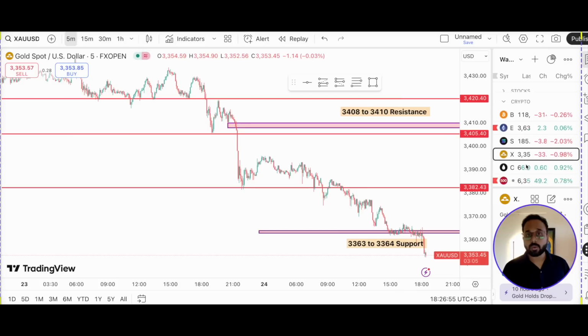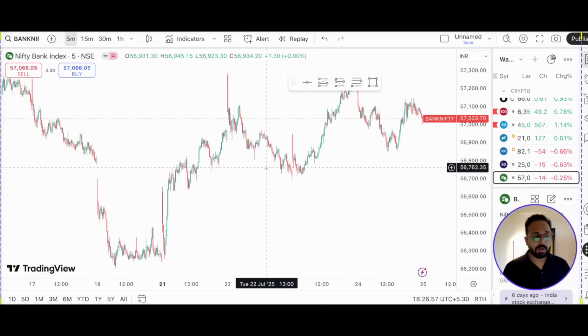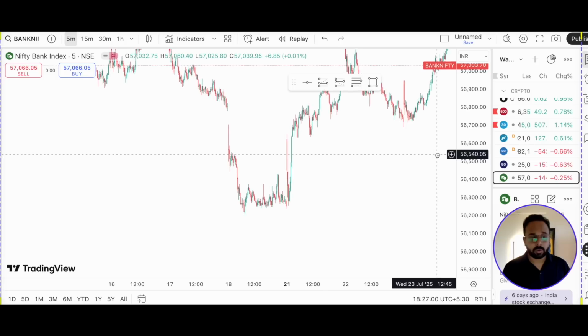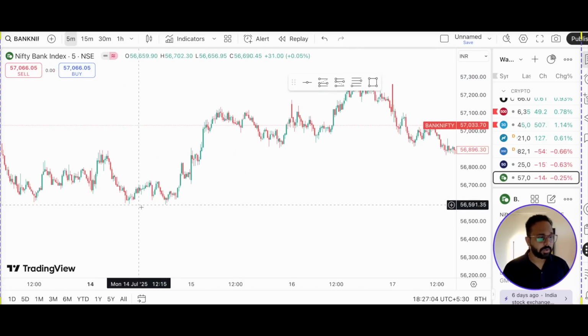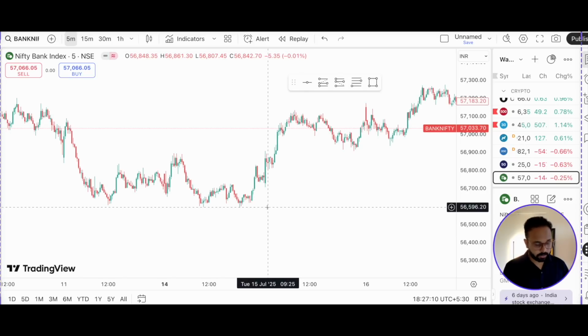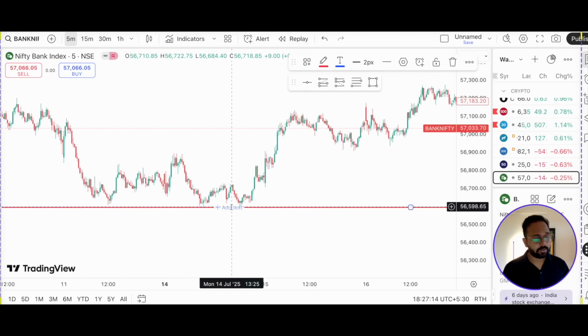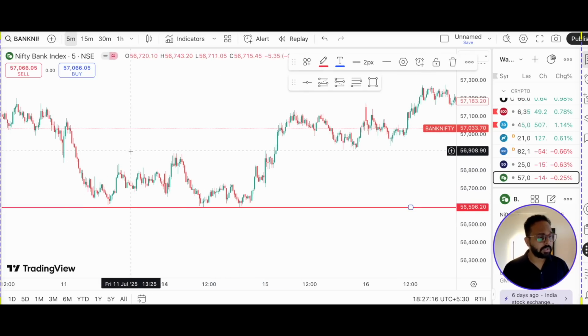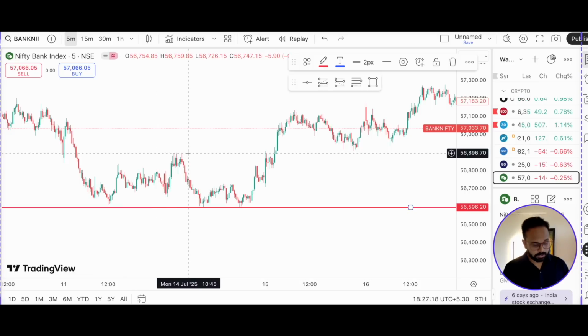So basically, how do we prepare our chart? First, we will mark previous day high and low. Let me give you one more example. This is the 14th of July. Let's say I mark the low of 14th of July. You can see the date here, 14th of July. And what was the high of 14th of July? This, right? This was the high.